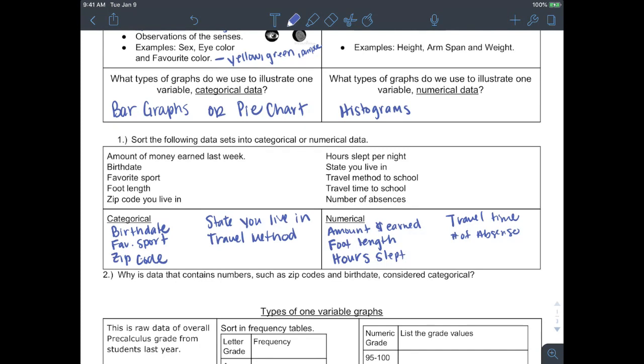All right, so why is some data that looks like numbers actually categorical? And it's because they are not units of measure. So we're not measuring anything. The numbers are just labels. So that's just like labeling a topic. Okay, and that's our first video for the year.